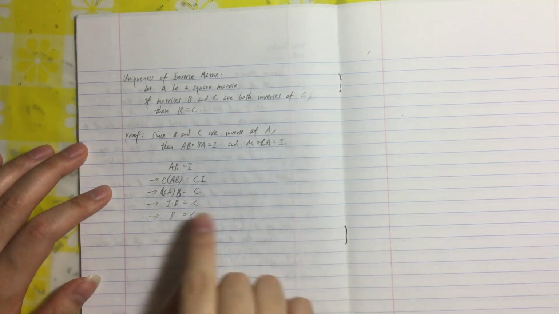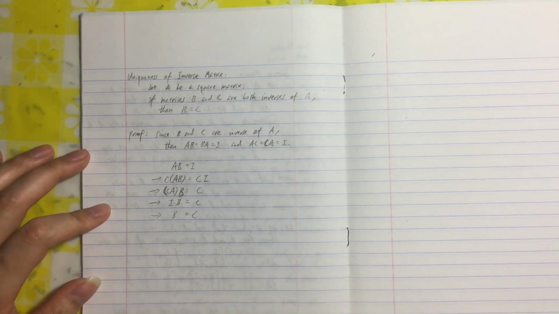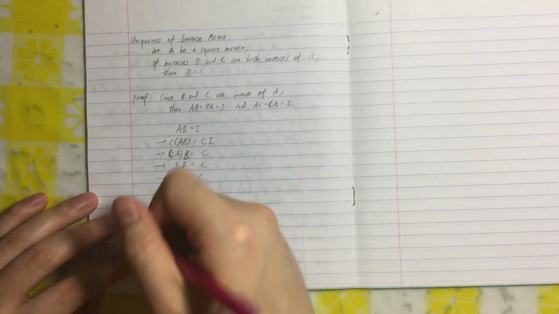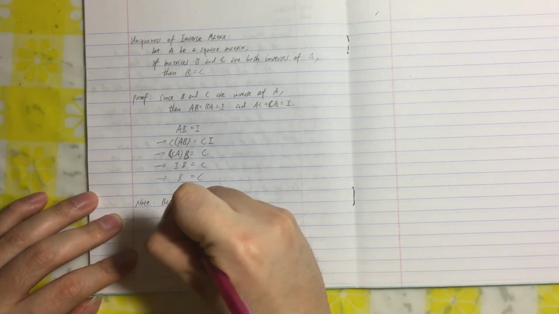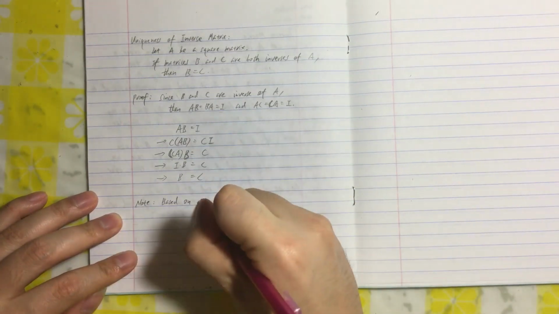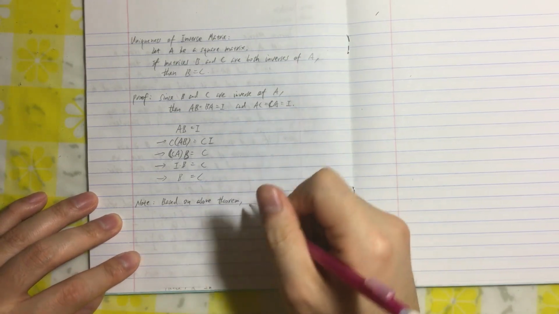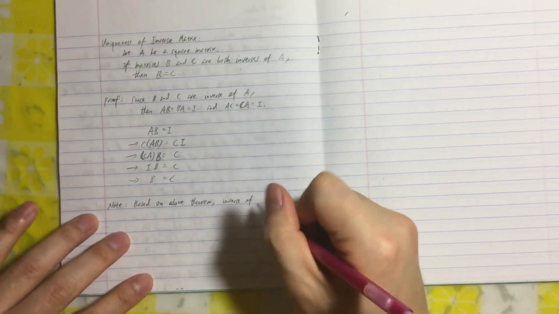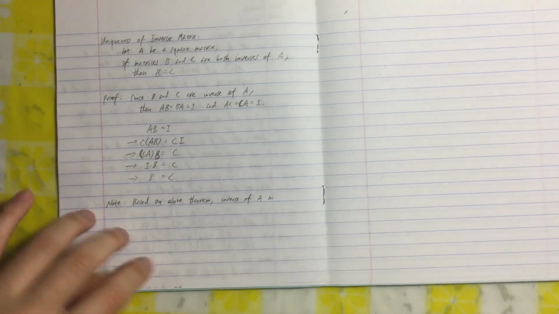So we prove that B equals C, which means if A has an inverse, then it must be unique. That completes the proof. Note, based on the above theorem, we know that the inverse of A is unique.